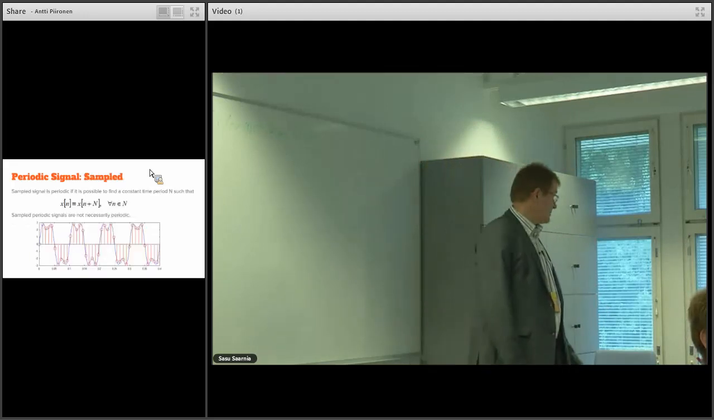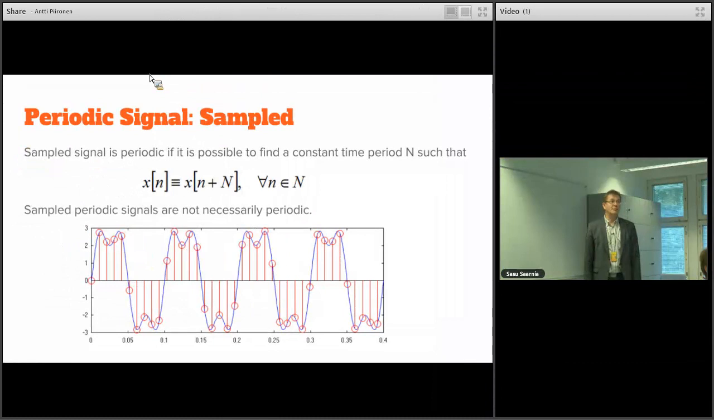Nothing is simple with the sampled signal. The same definition, but then instead of real numbers for t or any value for t, you can use only index values with integers. So basically it means that the previous signal, when you sample it, it's probably not any more periodic.